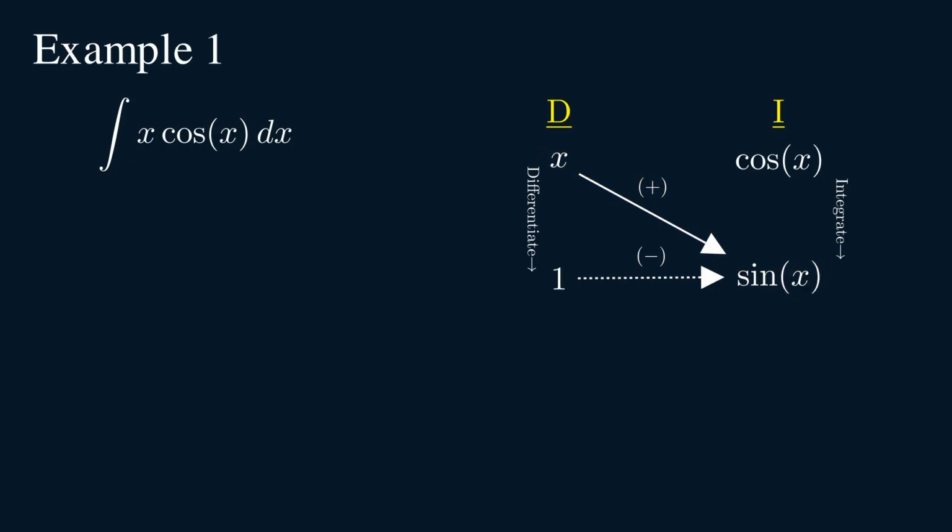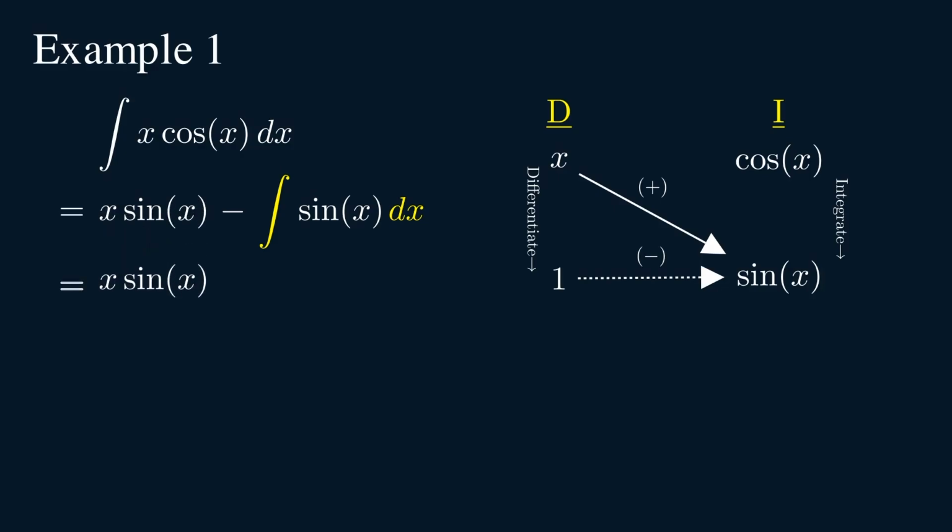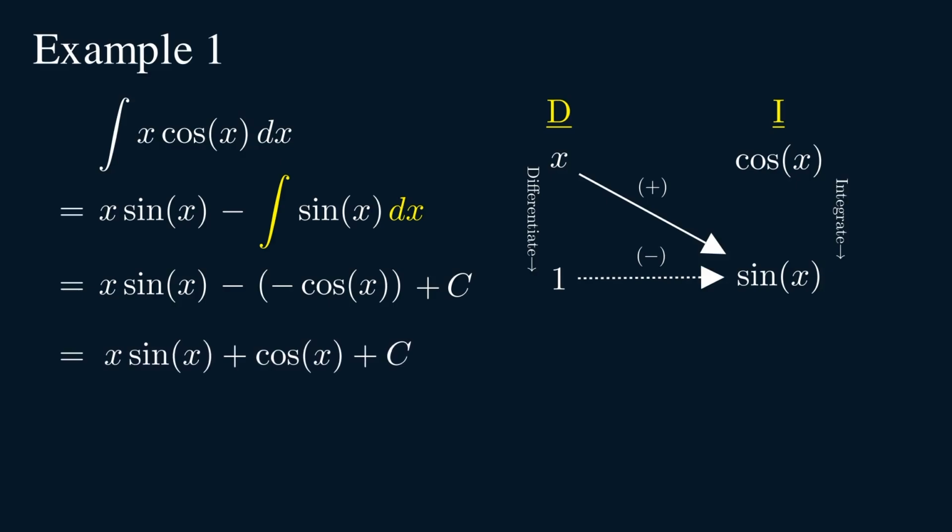For the first part of the integral, we just multiply the terms connected by the solid arrow. So, the first part is x times sine of x. For the second part, we multiply the terms connected by the dashed arrow, including the minus sign, and integrate. This is the second part of the integral. Now, we integrate the second part. Add c as a constant of integration, and simplify the expression to get the final result.